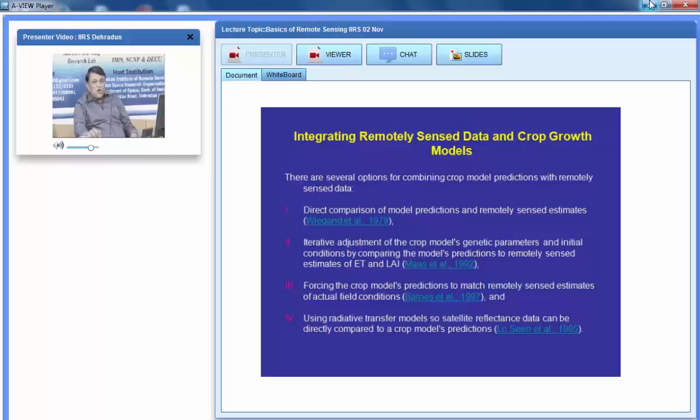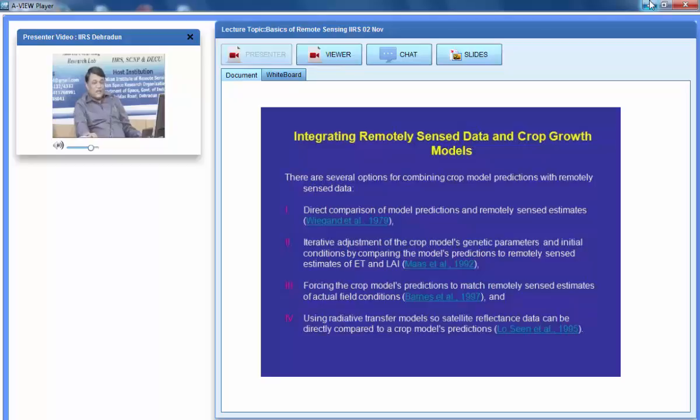Here, models are forced. Whether it is a CERES wheat model or CERES maize or EPIC or WheatGrow, here the model within the source code has been asked to simulate leaf area index with the remotely sensed derived algorithm. So the model has been forced to use remotely sensed observation of LAI estimated from a simple empirical relationship or some radiative transfer model.